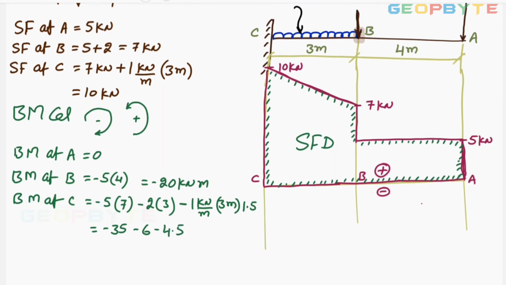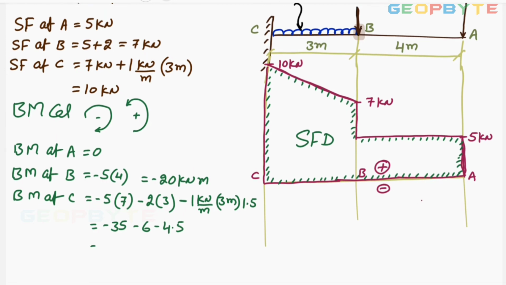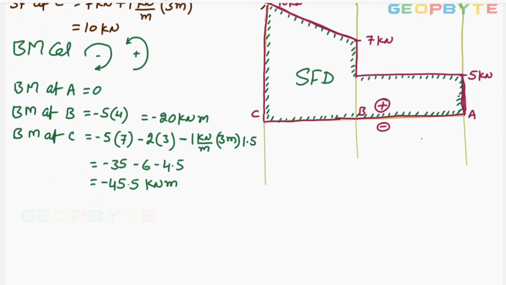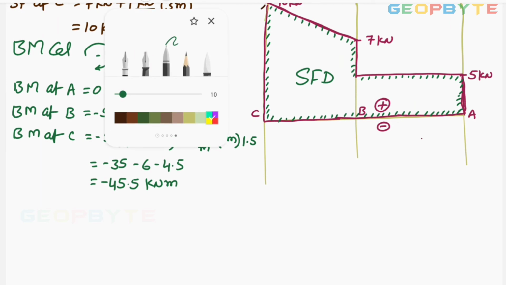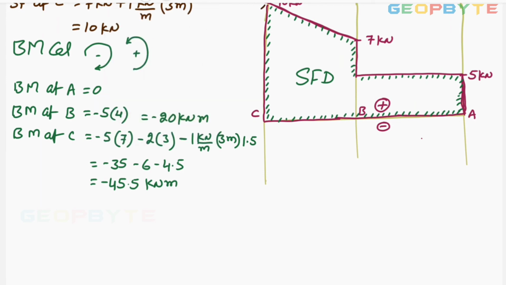It is equal to minus 41, minus 45.5. The unit is kilonewton meter. Bending moment is in kilonewton meter. With this information, let us construct the bending moment diagram. For that, you need to project the vertical lines like this. So let me mark the reference line. This is the reference line.